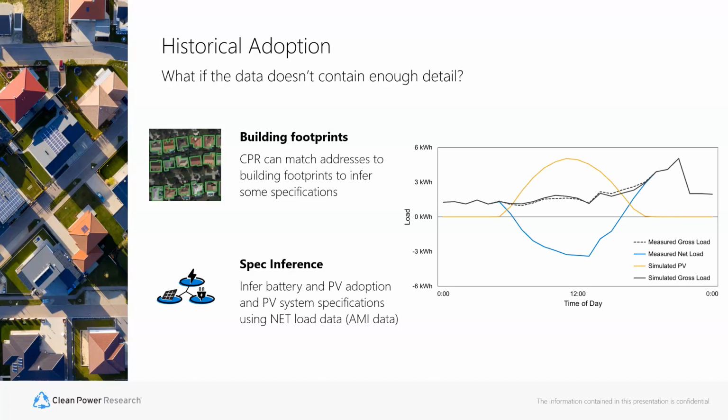And we can take that and come up with the specifications for the PV system that makes that all work out. And so you can see we can then reconstitute the simulated gross load. And in this validation study, you can see how close it is to the actual gross load. So this is another option for if you have AMI data, but you don't have specifications.